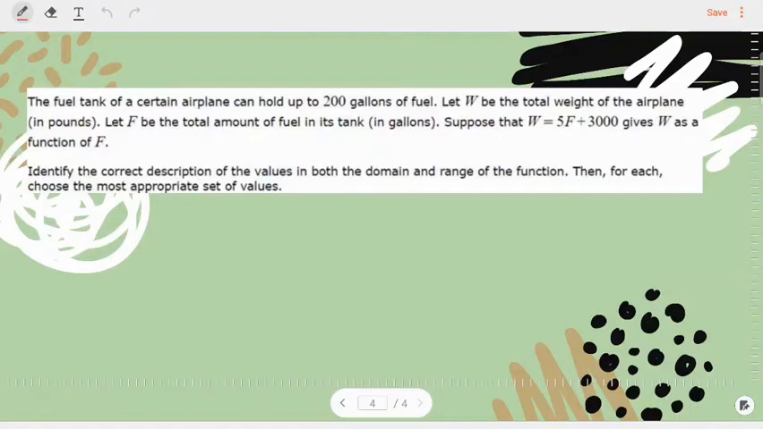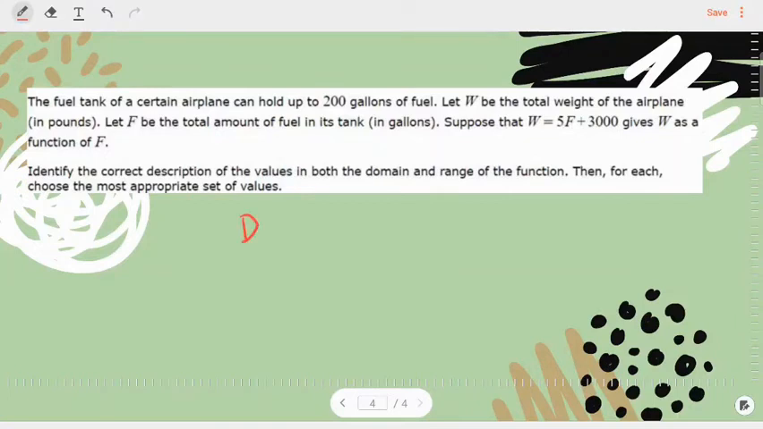So we want to identify the correct description of the values in both the domain and the range, and then choose the appropriate set of values. So what does that mean? Decide what variable we want to use for domain, decide what variable we want to use for range, and then decide what those values are.